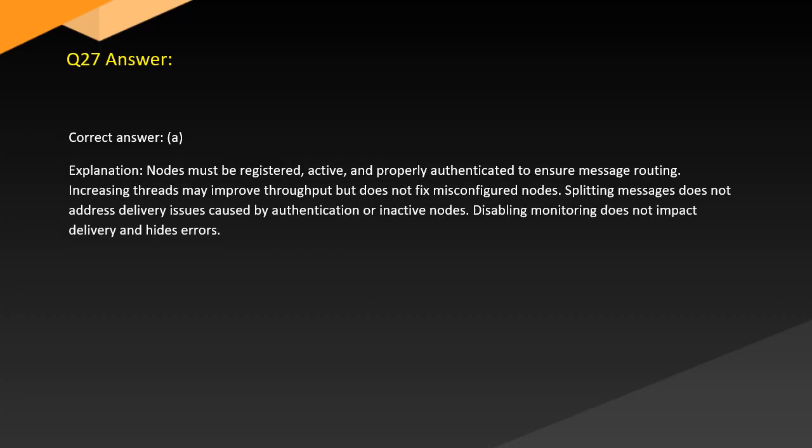Answer. Correct answer, A. Explanation. Nodes must be registered, active, and properly authenticated to ensure message routing. Increasing threads may improve throughput but does not fix misconfigured nodes. Splitting messages does not address delivery issues caused by authentication or inactive nodes. Disabling monitoring does not impact delivery and hides errors.